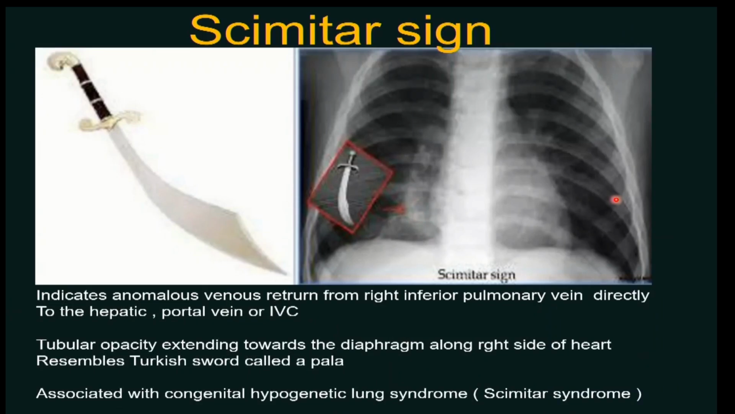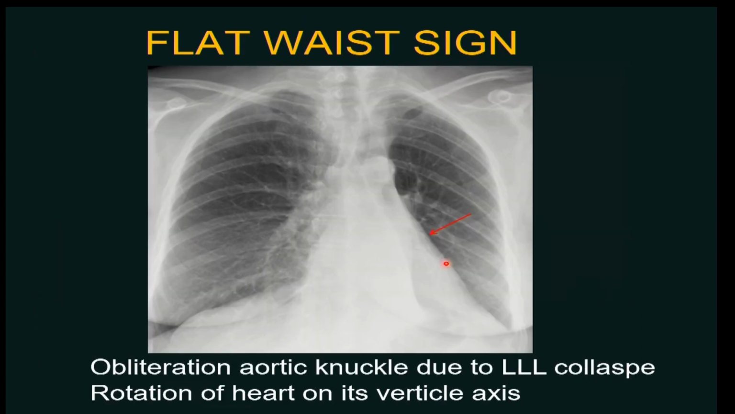Scimitar sign, this is associated with pulmonary venous drainage abnormality, a complete or partial anomalous venous drainage of the lung. Normally this structure is not seen crossing the diaphragm, but whenever this tubular opacity is seen crossing the diaphragm and going into the liver, that means there is anomalous drainage of veins from the lung into the hepatic portal or the IVC. It gives a typical sword-like appearance, which is called pala in the Turkish language. So this gives a scimitar sign.